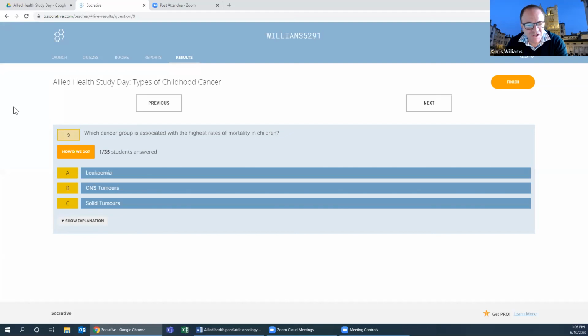Which cancer group is associated with the highest rates of mortality in children?